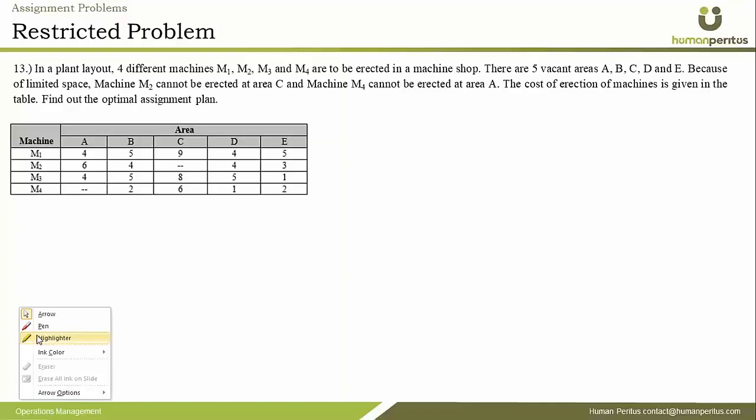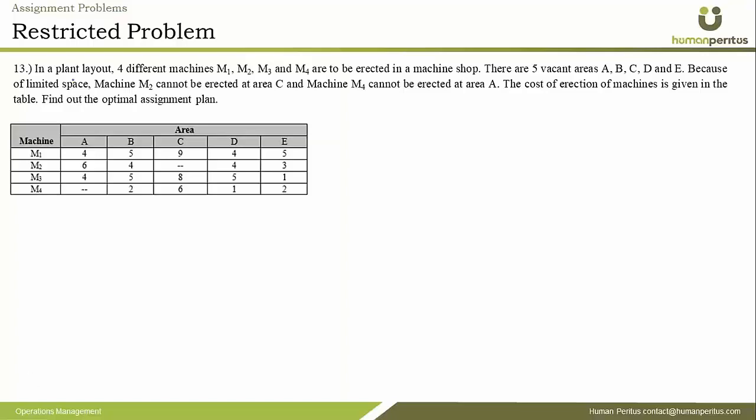So what does a restricted problem mean? It simply means that there are some types of machines and some types of workers that are not able to perform a particular job or a particular task. So we are not allowed to assign that particular task to a worker, or that particular job to a machine.